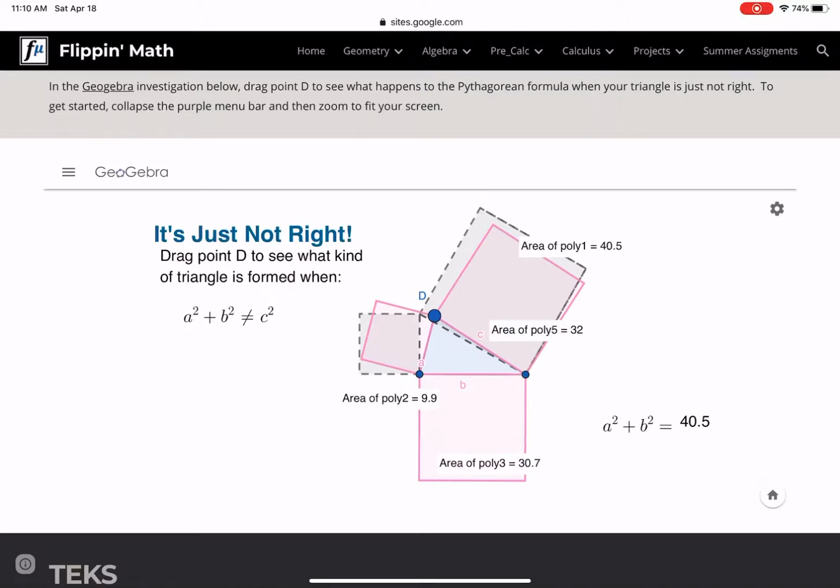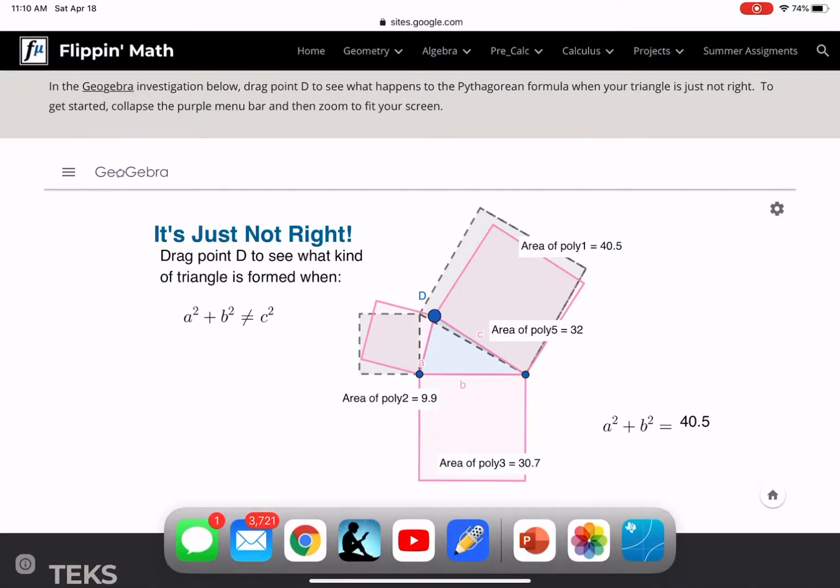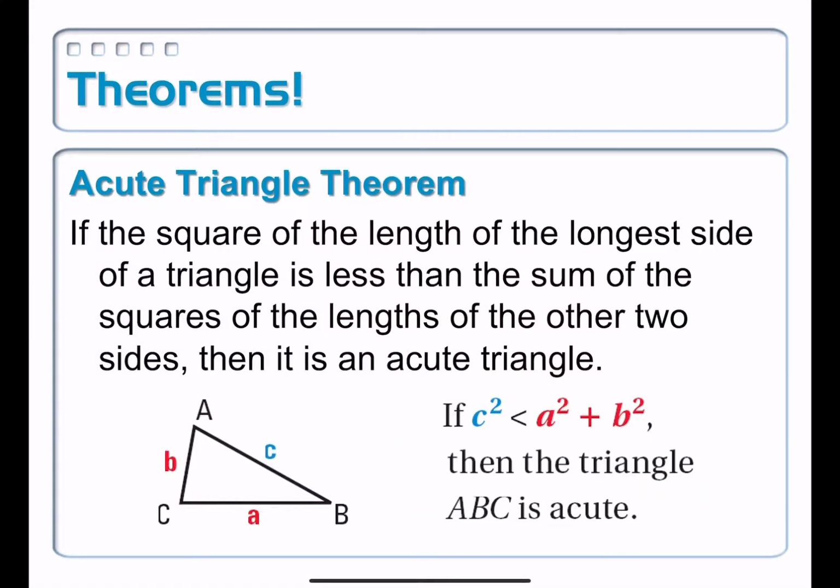All right, so let's summarize these things in two formulas, two theorems. The first one is called the acute triangle theorem, and the next one is going to be called, of course, the obtuse triangle theorem. So for your notes, if the square of the length of the longest side of a triangle is less than the sum of the squares of the lengths of the other two sides, then it is an acute triangle. Or you can just simply say, if c squared is less than a squared plus b squared, which is the c is always the biggest one, then the triangle is an acute triangle.